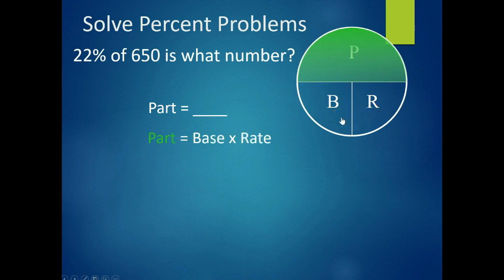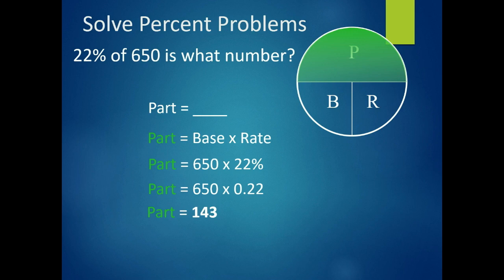replacing those terms with the values from the problem, and further replacing the percentage with its equivalent decimal. Doing the multiplication results in a final answer of 143 for the part that represents 22% of 650.